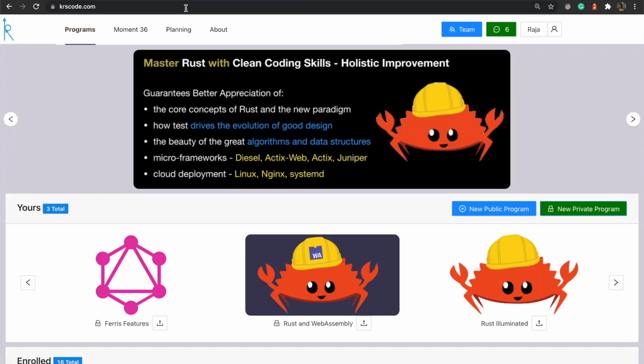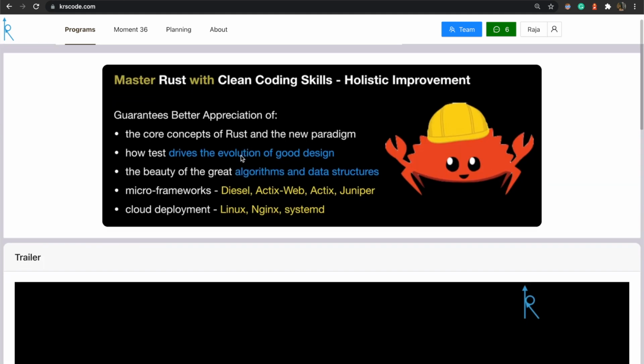The session has two primary objectives. The first is to show you how tests help me progressively realize a better design. The second is to introduce you to certain features of the most loved language, Rust. I have an interesting problem for this session to achieve these two objectives.